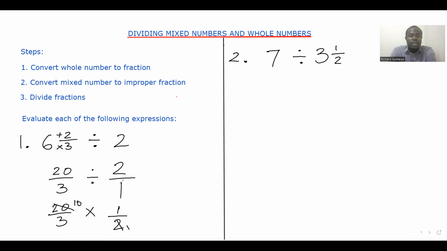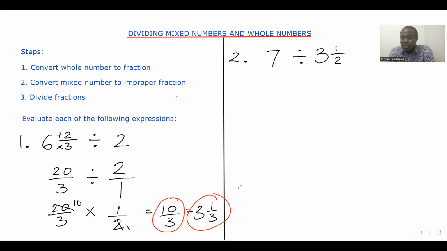So we'll be left with 10 times 1, which is equal to 10, and then 3 times 1, which is equal to 3. We can convert this improper fraction to a mixed number by simply dividing the 3 into the 10. So 3 into 10 goes 3 times, and that will leave us with a remainder of 1. And then we put back our denominator, which is 3. So the final answer for number 1 is 10 over 3 as an improper fraction, or 3 1/3 as a mixed number. Easy, right, guys? Very, very easy. It's going to become easier with more and more practice.